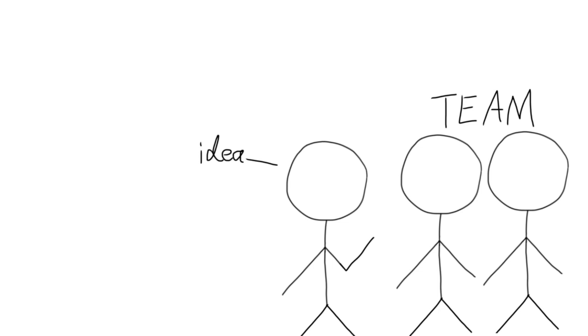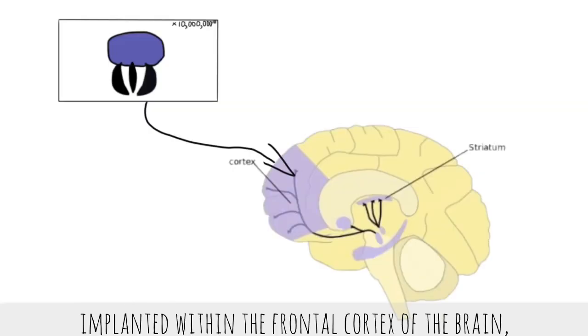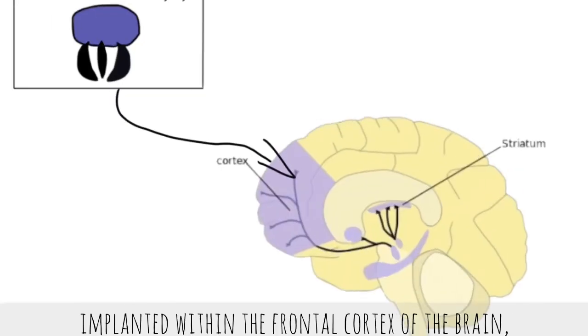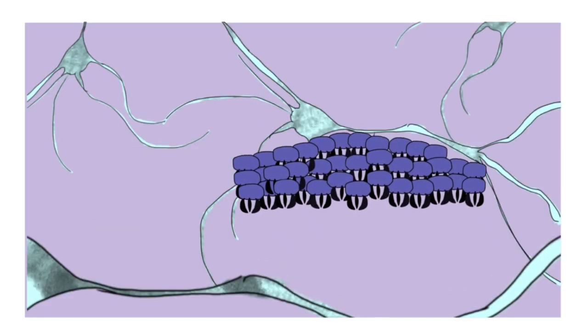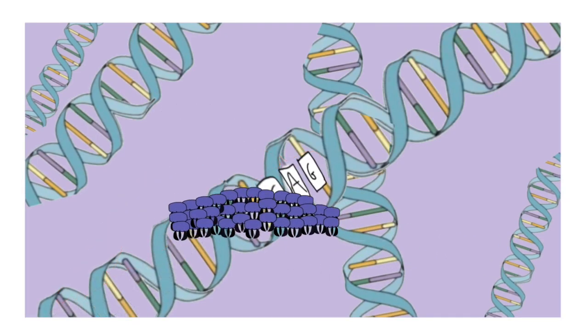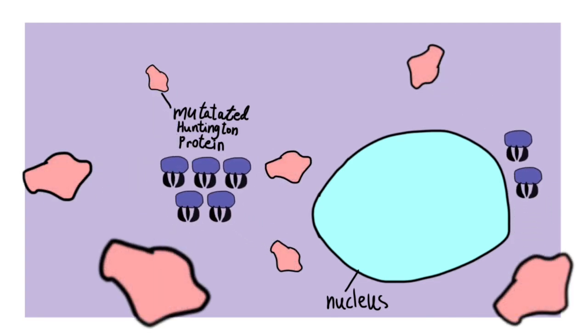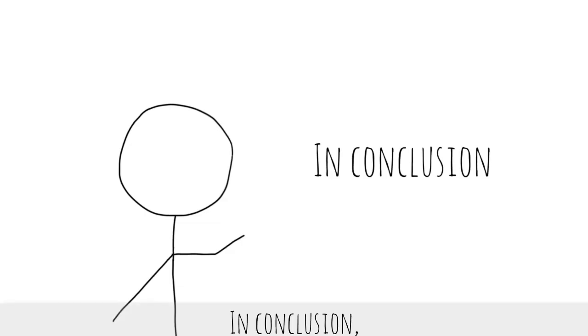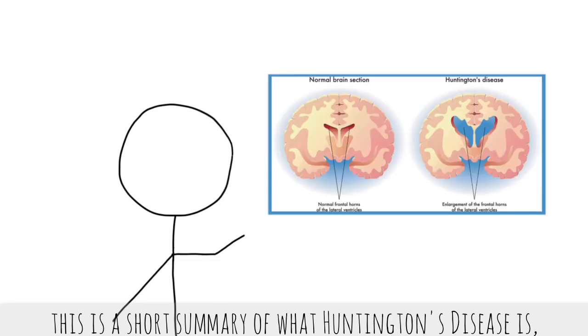So I went on to share this idea with my team. This idea in question is a nanobot that needs to be implanted within the frontal cortex of the brain. Once it is implanted, the nanobot will go on to duplicate itself and repair damaged nerve cells while also using AI to correct mutated genes and eliminating mutated proteins. So, in conclusion, this is a short summary of what Huntington's disease is.